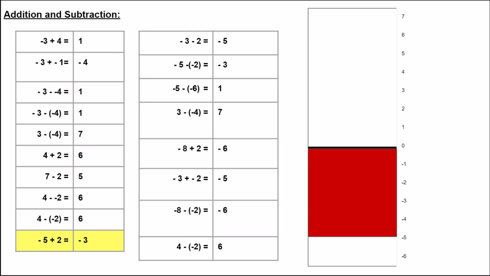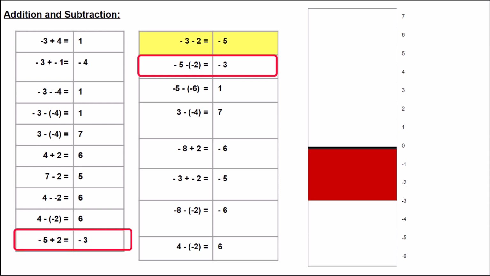Let's say you start out with $5 of debt, but for some reason you earn $2. Another way you could write this would be similar to this example. Someone can either add money to your account, and that's the same thing as taking away debt, or taking away a negative number. In this case, if you started out with $5 of debt, but you somehow came across $2, that would leave you with negative $3.